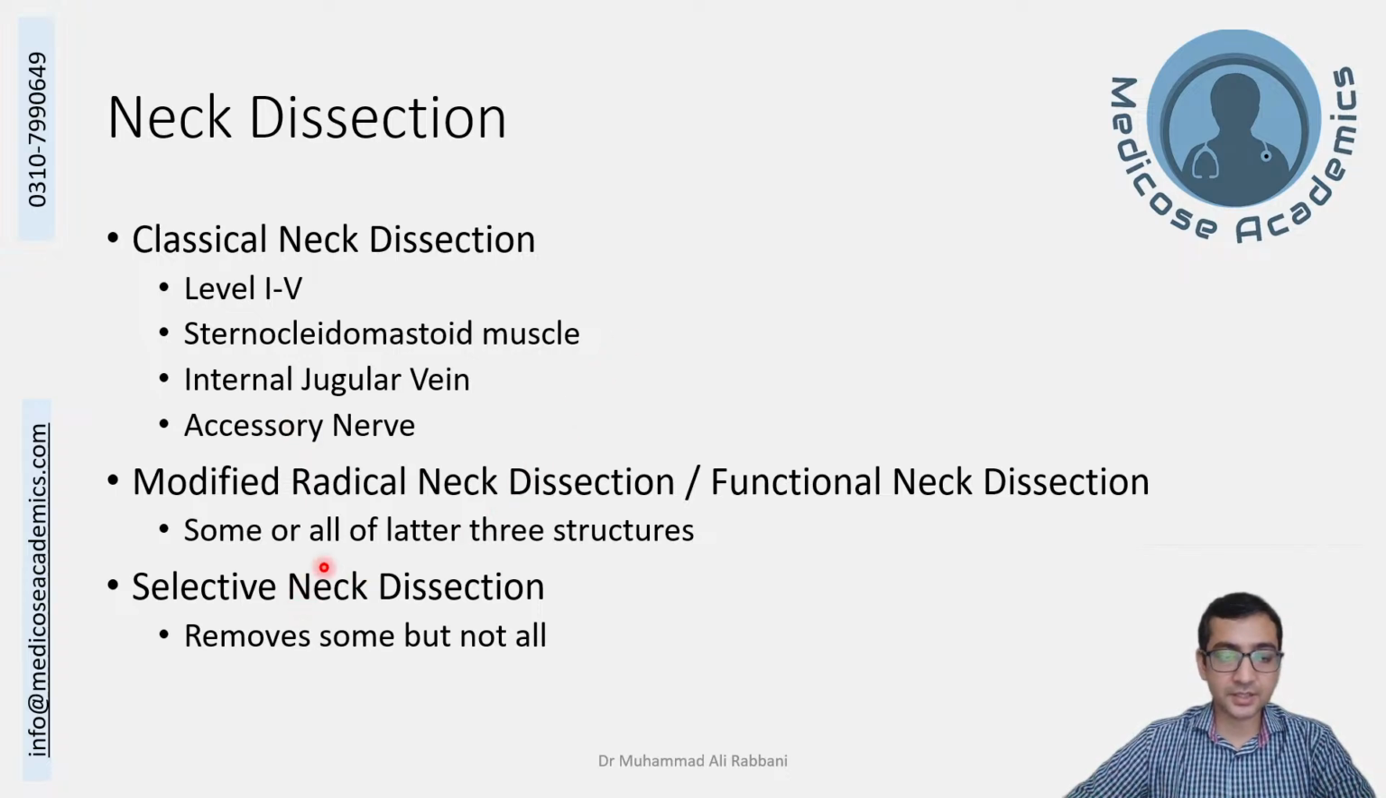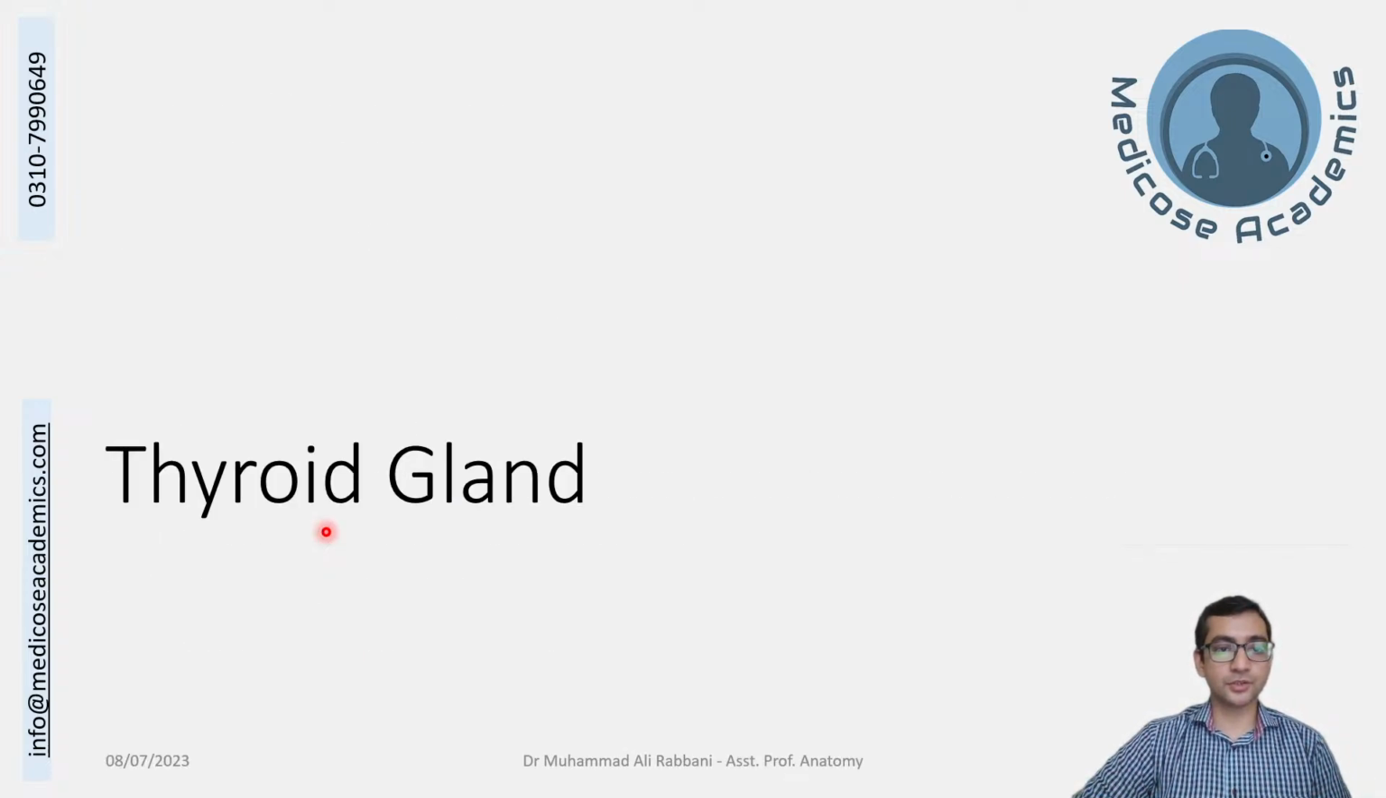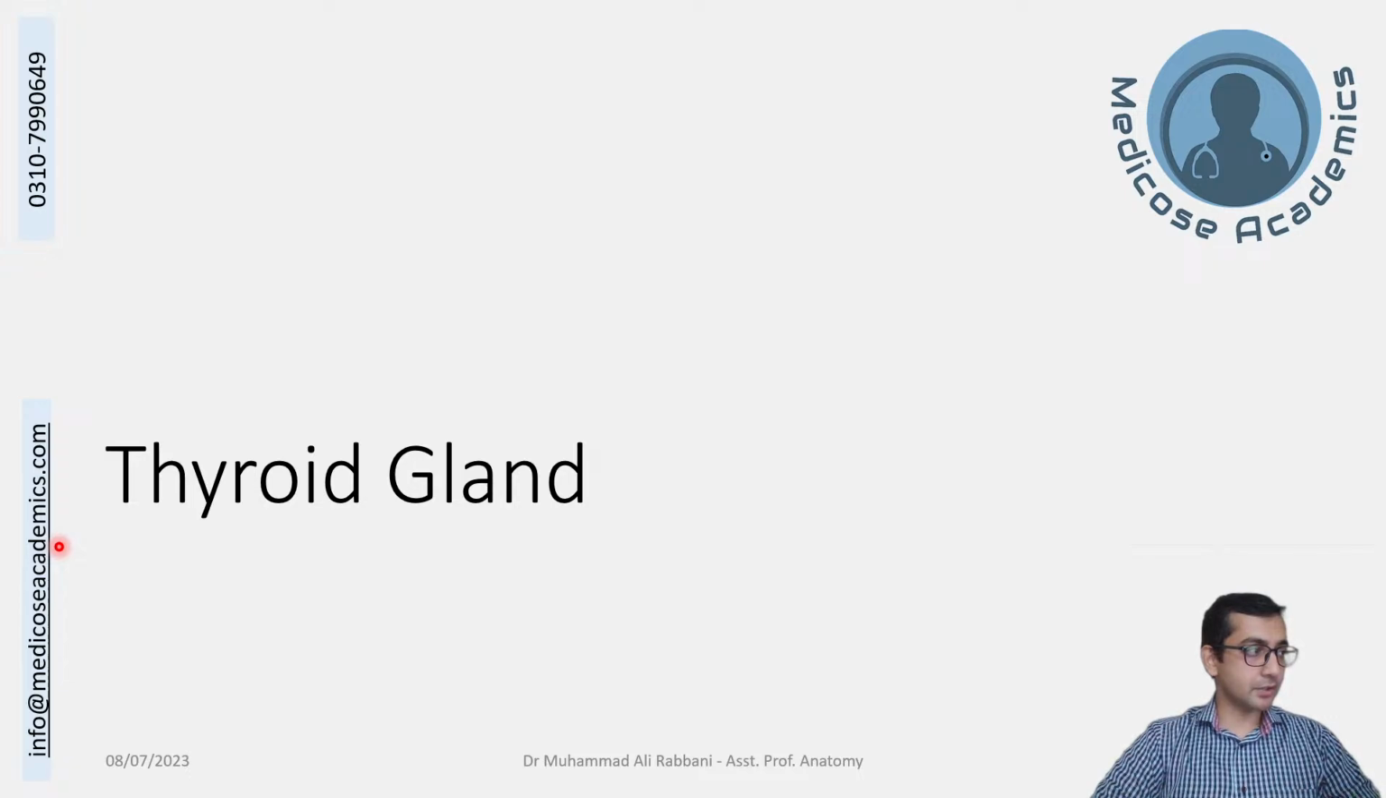Then the selective neck dissection is a dissection smaller than that. It will be defined accordingly by which nodes you are going to extract exactly. So this is all about the lymphatics. The last topic for today, the viscera: the thyroid gland and the parathyroid gland.